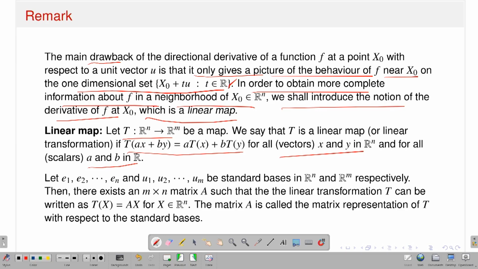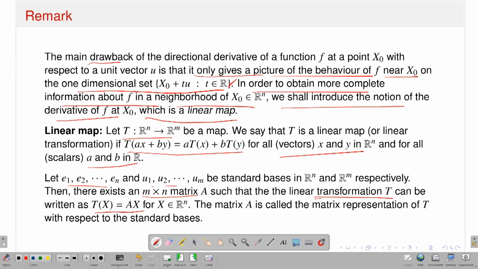Suppose you have Rn and Rm. Since Rn has an orthonormal basis consisting of n vectors, Rm has an orthonormal basis consisting of m vectors. So, if I let e1, e2, ..., en and e1, e2, ..., em be the standard bases in Rn and Rm respectively, then there exists an m cross n matrix A such that the linear transformation T can be written as Tx equal to Ax.